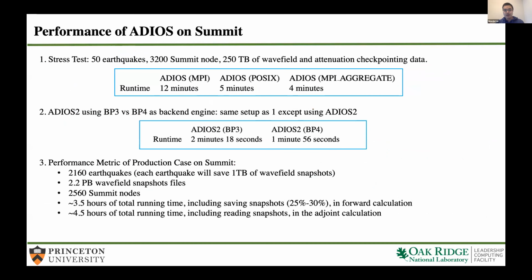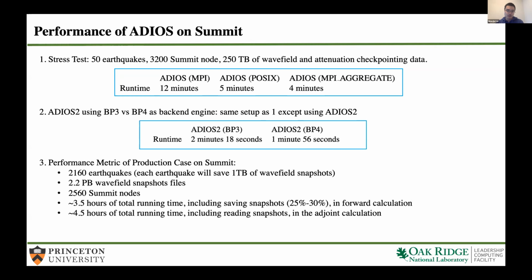Some performance metrics about ADIOS on Summit. We finished a few different kinds of tests. The first one is a stress test, where we perform about 50 earthquakes. It takes about 80% of the Summit computing power, and in total it dumps about 250 terabytes of files into the file system. We compared different methods for ADIOS 1, and you can see that POSIX and MPI aggregate give similar performance.